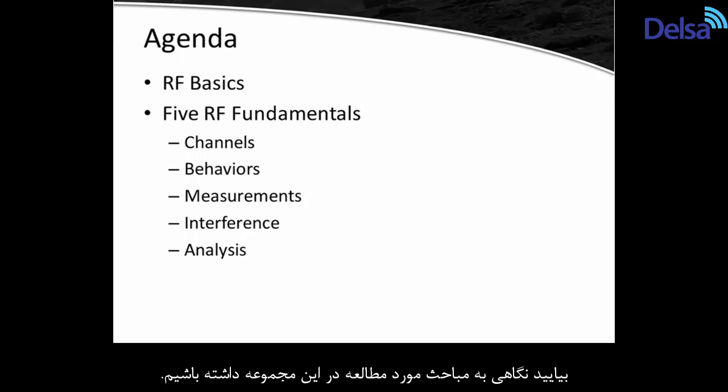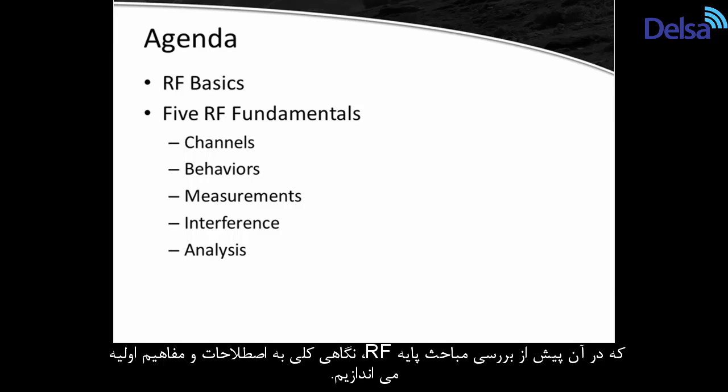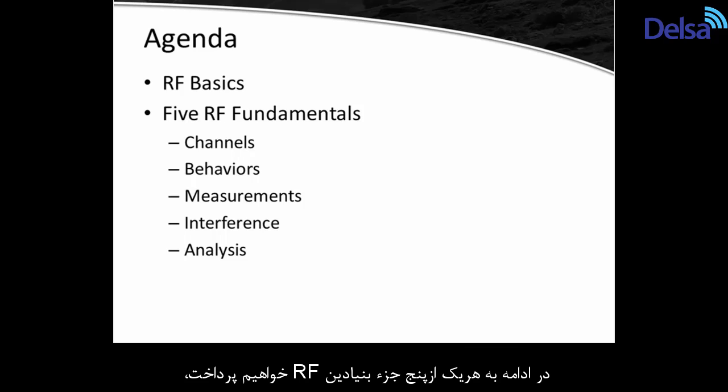Okay, so let's talk about our agenda for today and what we'll be talking about. First of all, we're going to be looking at RF basics. So before we get into the 5 RF fundamentals, I do want to review some basics with you to make sure you have the terminology down. Then we'll get into the 5 RF fundamentals, which are channels, behaviors, measurements, interference, and analysis. And we'll look at those one by one.